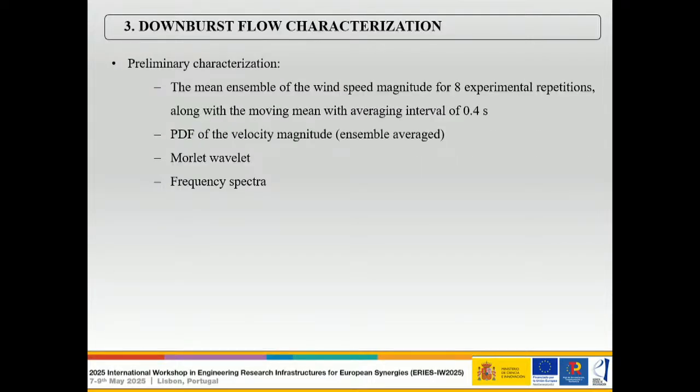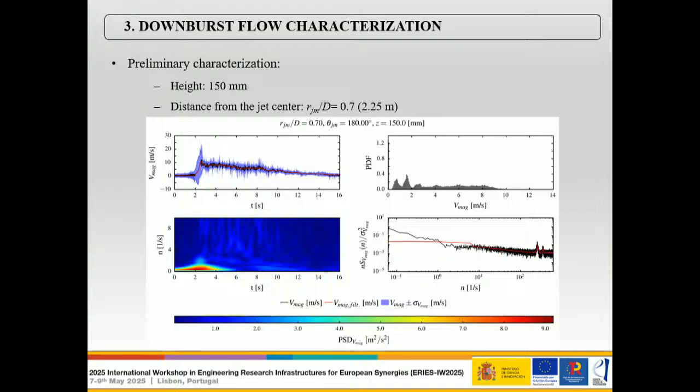So for the characterization of the flow, some of the preliminary results that we have obtained were just by means of getting the ensemble average of several repetitions of the different tests, in concrete 8 experimental repetitions that were done. And over that ensemble average, we also obtained a moving mean in order to have a description of the flow. And over those results, we also obtained the PDFs, the Morlet wavelets, and the frequency spectra.